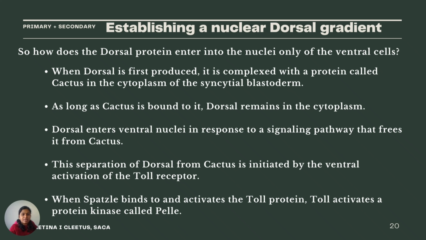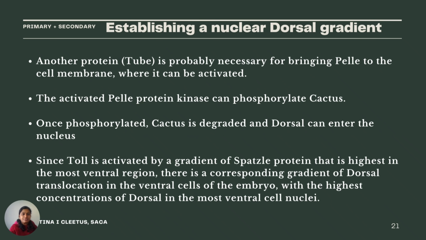And when spatzle binds to and activates the Toll protein, the Toll activates a protein kinase called Pelle. And another protein called Tube is probably necessary for bringing the Pelle to the cell membrane where it can be activated. The activated Pelle protein kinase can phosphorylate the cactus. And once this cactus is phosphorylated, it gets degraded and the dorsal becomes free and it can enter the nucleus.